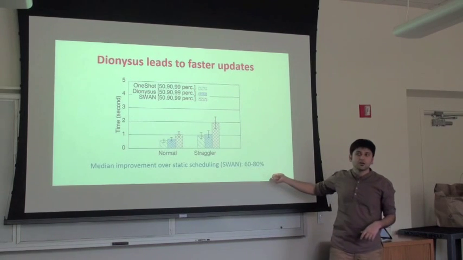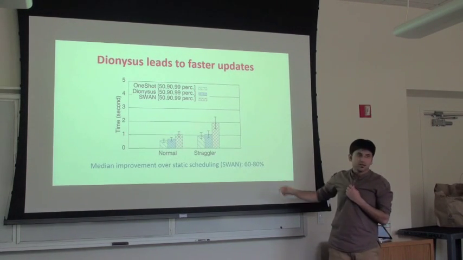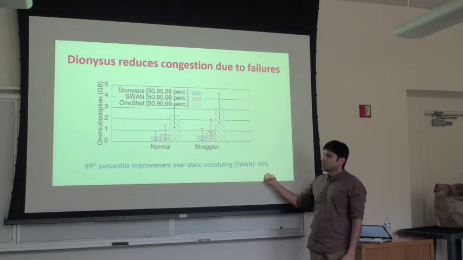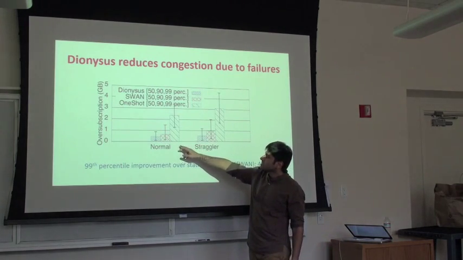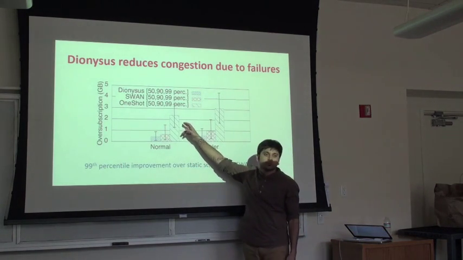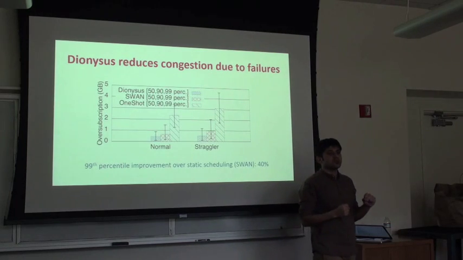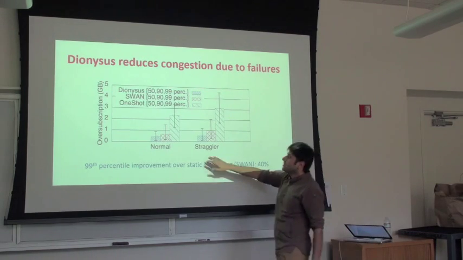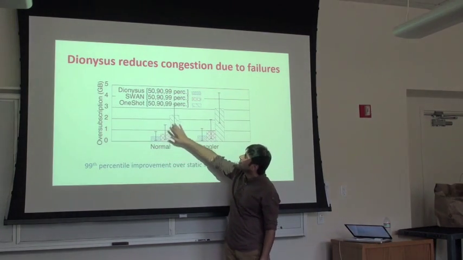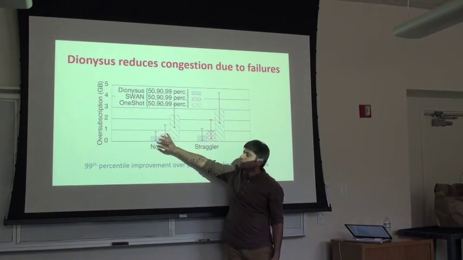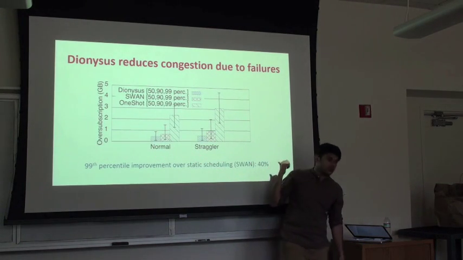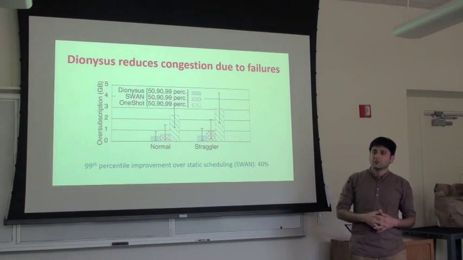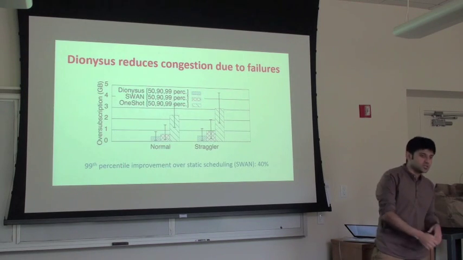And you see, basically we can go a factor of two faster or something. And the end result is essentially we save on congestion. So one shot was really fast, but it essentially leads to a huge amount of oversubscription. This is the same number that I was having trouble explaining, which is how much extra traffic shows up at a link. So what we see is that if we do one shot, a lot of it, but with Dionysus, oversubscription is about 40% less than that. And that's why we want to get updates done faster, because we can essentially reduce congestion in the network.